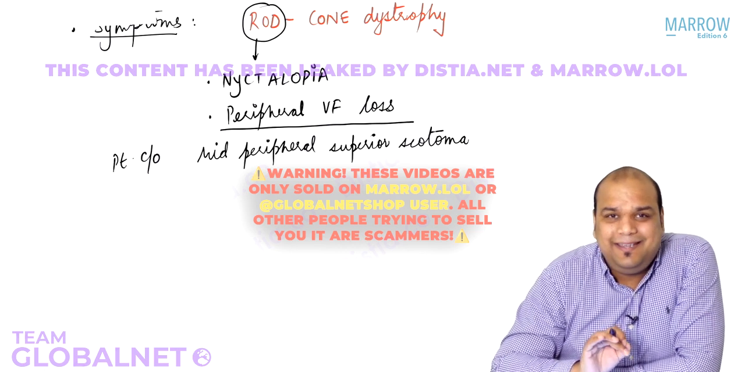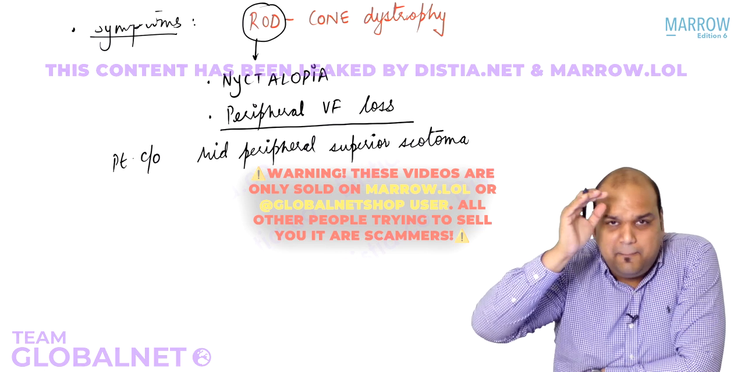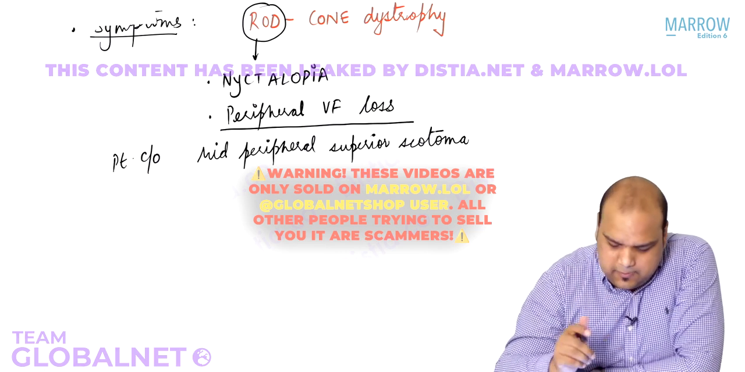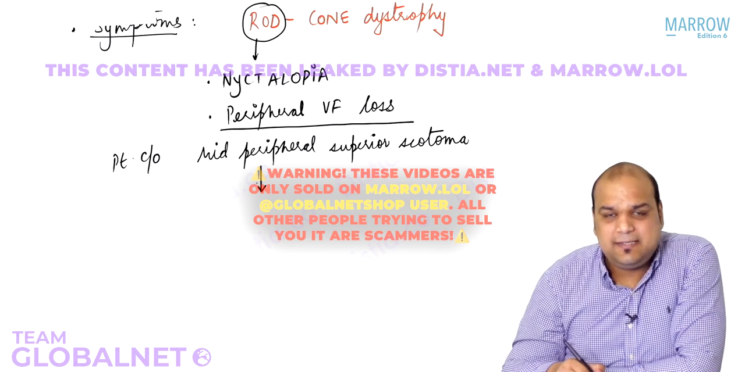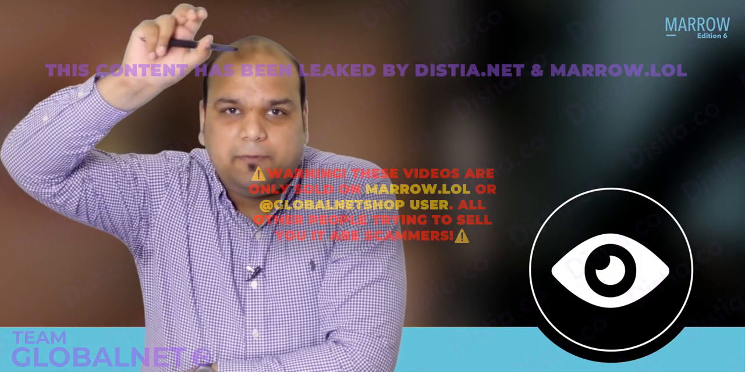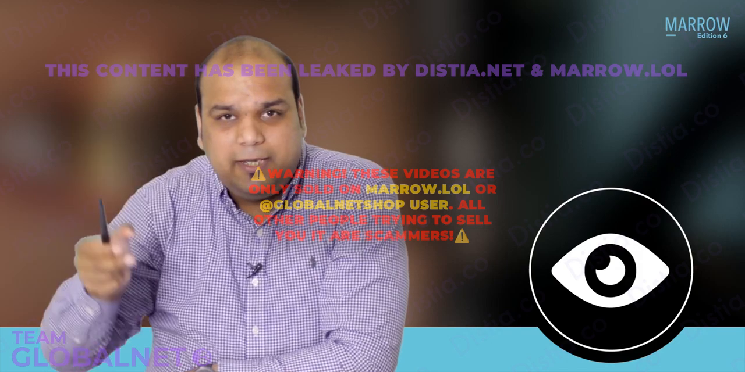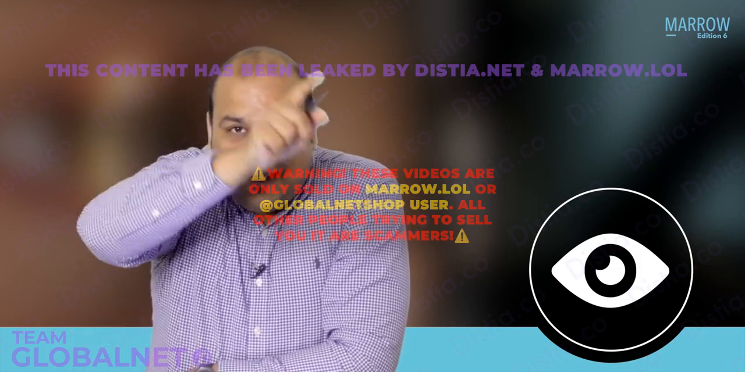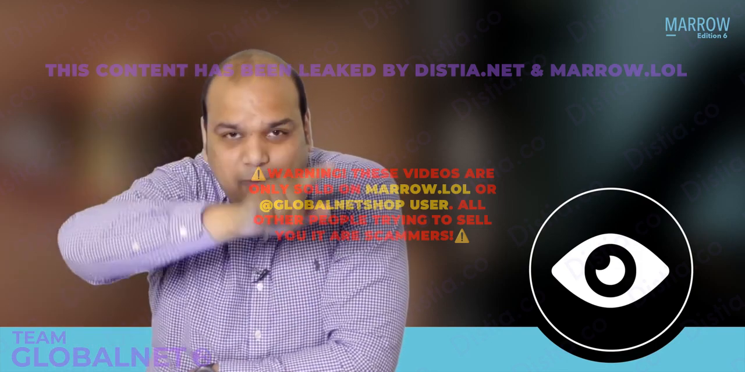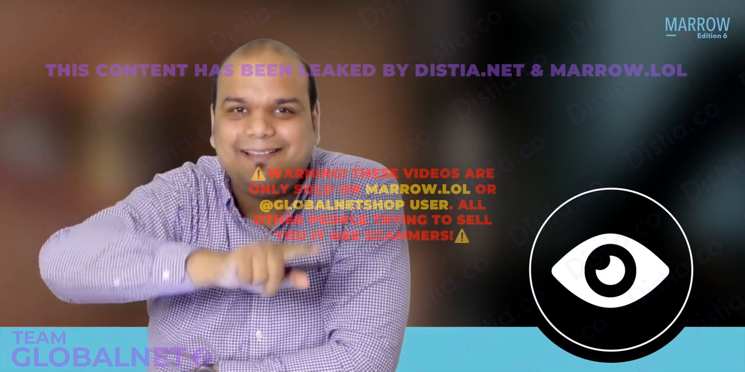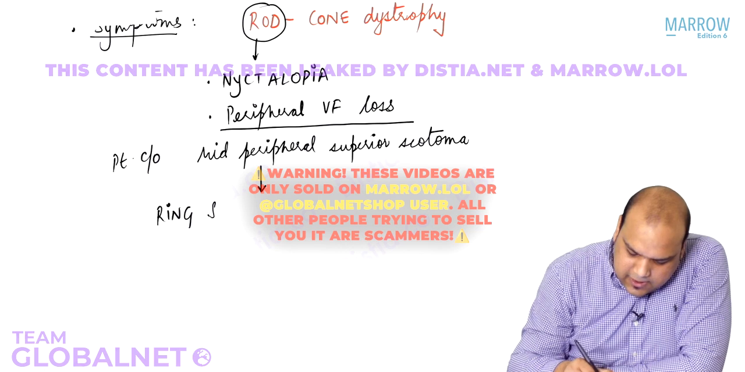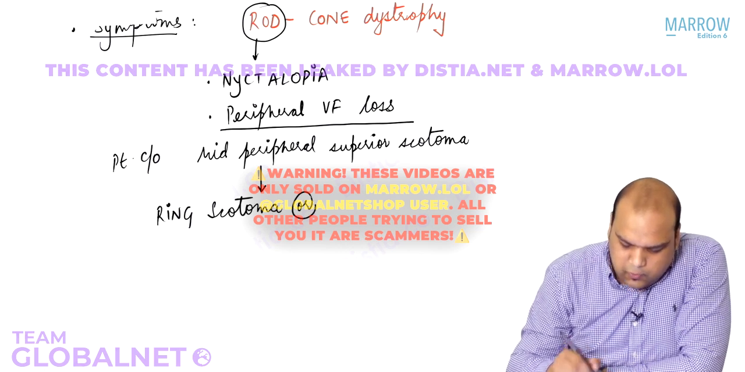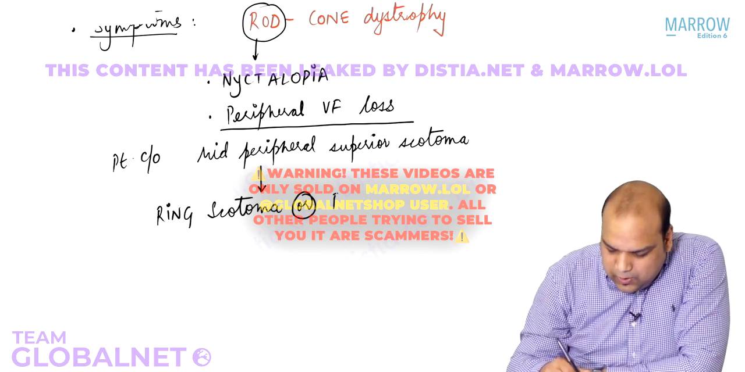Mid-peripheral superior scotoma. In the superior part, in the mid-periphery. Am I clear to everybody? Self-explanatory. When these scotomas progress, understand, first of all, the superior part was lost. Then let's say the temporal, then the inferior, then the nasal. So ultimately, what was formed, everybody? A complete ring. Yes or no? So it progresses to form a ring-shaped scotoma, which is also known as donut scotoma.